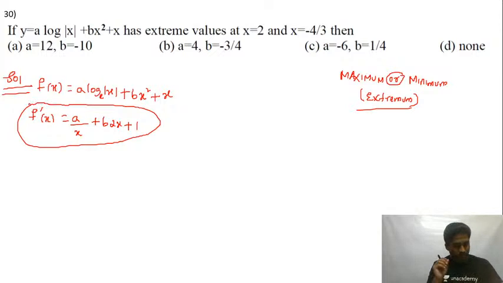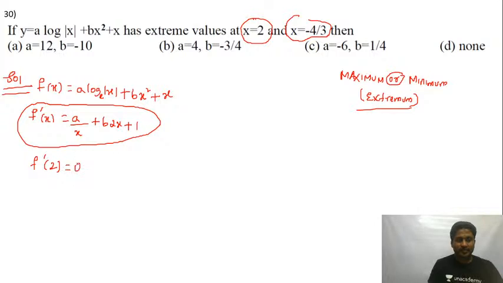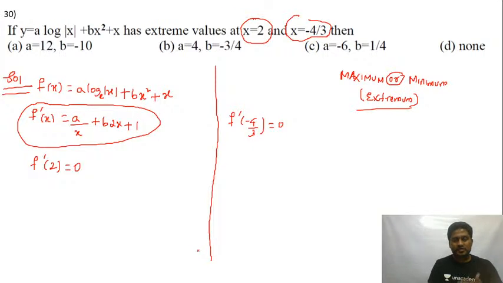For maxima or minima, the first derivative should be 0. I repeat, for maxima or minima, first derivative should be 0. It's given in the question that extreme values are 2 and minus 4 by 3. So this means that f dash of 2 is equal to 0, and f dash of minus 4 by 3 is also equal to 0. In the 2015 paper, they asked a similar question in JEE Main also. You can check the previous year papers. So for maxima, minima, first derivative should be 0.